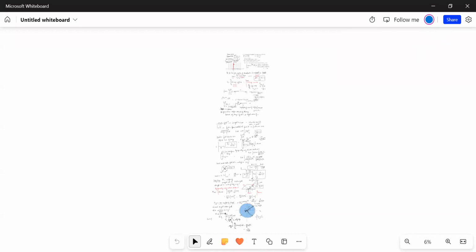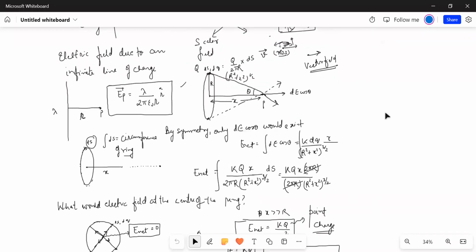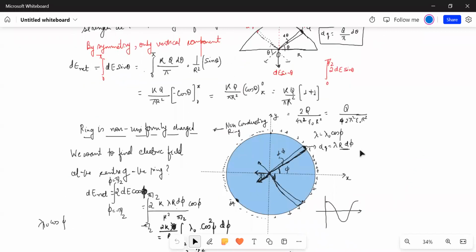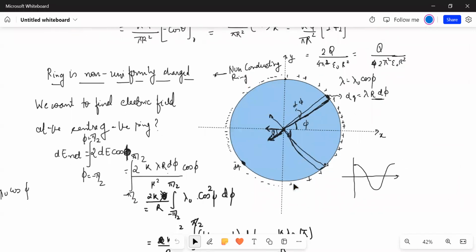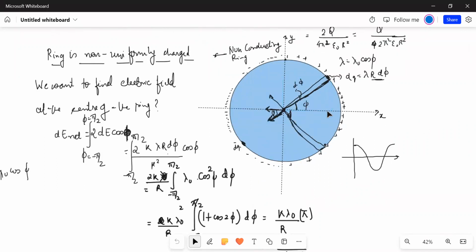Let me show you the question. So this is how the question was. This was the ring, that is, the ring was non-uniformly charged, and the linear charge density on this ring was given by lambda naught cos of phi, where phi was the angle from the x-axis.